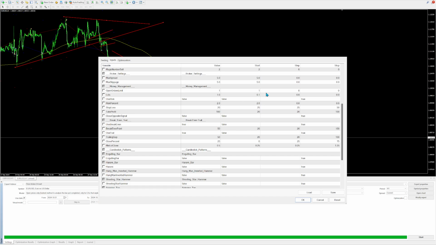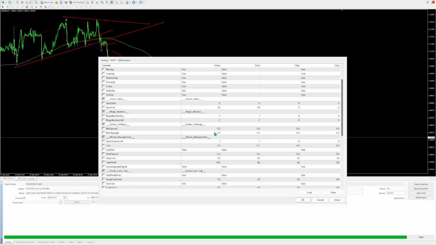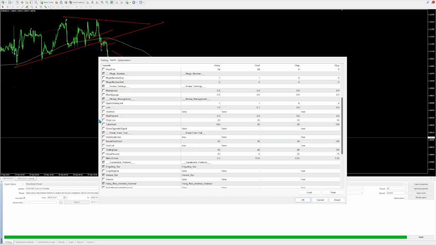What else? You can optimize as well. Optimization in the MT4 strategy tester is basically when you choose some settings and say, okay, I want you to test it from 25 pips up to 50 pips in 25 pip increments. Take profit, I want you to test starting at 0, going up in 100 steps to 300. So that would test take profits of 0, 100, 200, and 300.